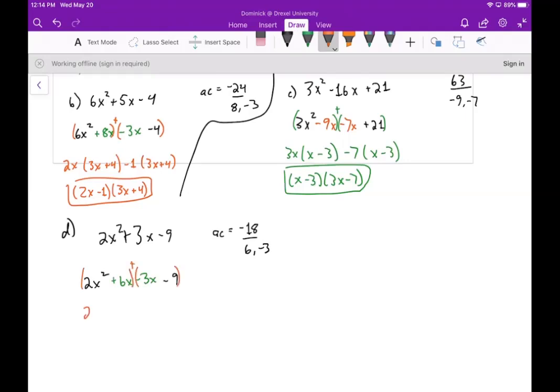And I can take a 2x out of these two, so I'm going to get an x plus 3. Here I can take out a minus 3, so that way I get an x plus 3. So this is going to become x plus 3 times 2x minus 3.